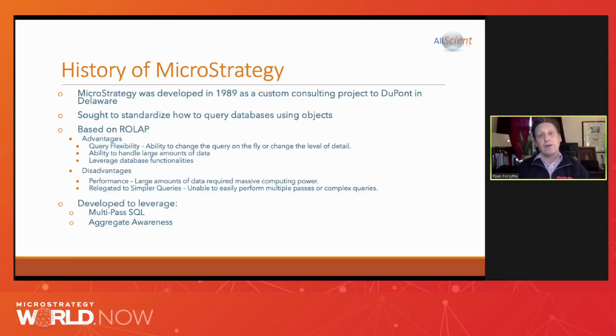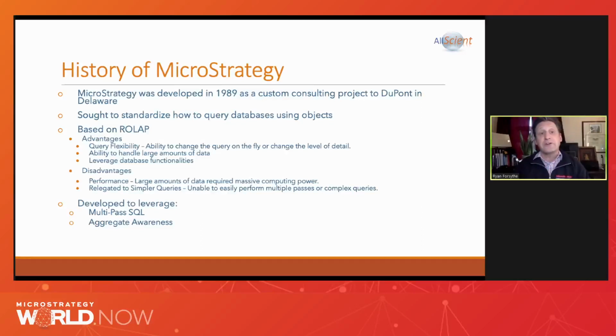It also helps to understand the history of MicroStrategy. MicroStrategy was started in 1989, not as MicroStrategy, but as a consulting operation, with Michael and Sanju doing a consulting project for DuPont in Delaware. They sought to standardize how to query databases using objects. And the methodology was based on ROLAP, relational online analytical processing.